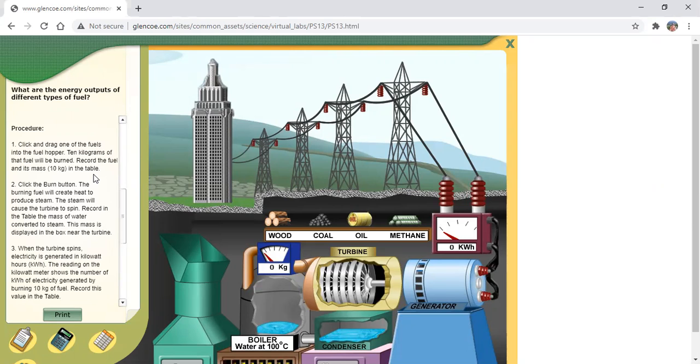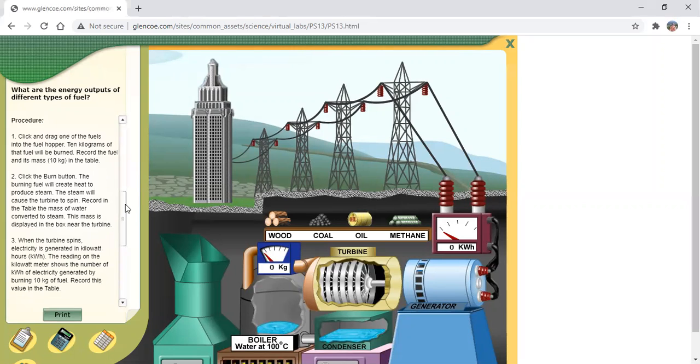There is a Google Sheet that I have set up for you in Google Classroom. Please use that to collect all of the data that I'm about to show you. Click the burn button. The burning fuel will create heat to produce steam. The steam will cause a turbine to spin. Record in the table the mass of water converted to steam. This mass is displayed in the box near the turbine.